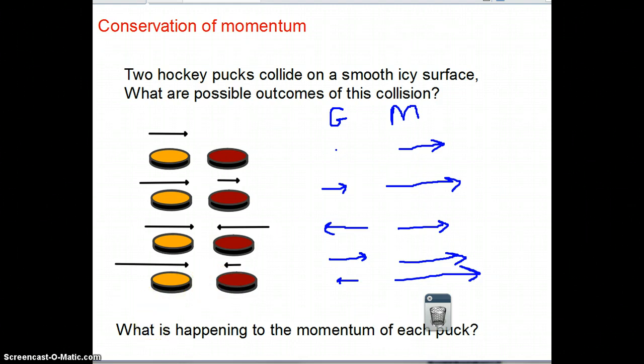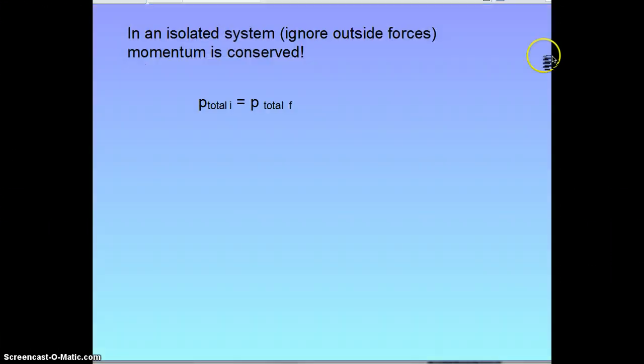The question is, what happens to the momentum of each hockey puck during these events? We'll talk about that. It's being transferred between them. In an isolated system, ladies and gentlemen, that is ignoring outside forces such as friction and whatnot, momentum is conserved. Ready to write down some notes here. Momentum is conserved. Total momentum before an event is equal to total momentum after an event.